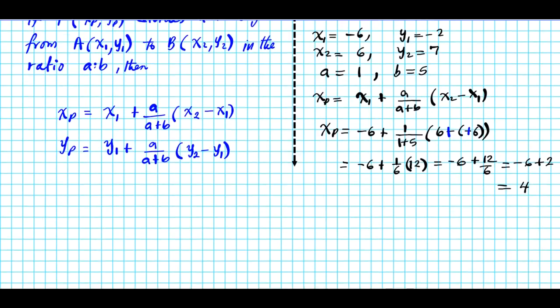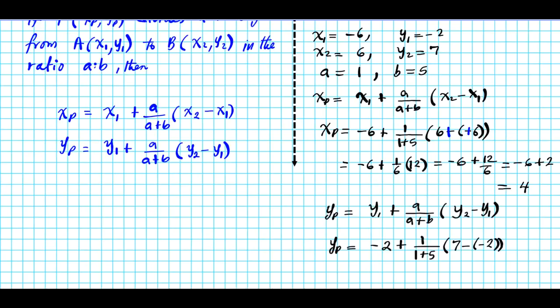So that is the x-coordinate of the point that divides the segment in the ratio 1 to 5. Now we need to find the y-coordinate. Let's write down the formula for that: y1 plus a over a plus b times the rise, y2 minus y1. So y sub p is going to be y1, which is negative 2, plus a, 1, over a plus b, 1 plus 5, times the rise, y2 which is 7 minus y1, which is negative 2.